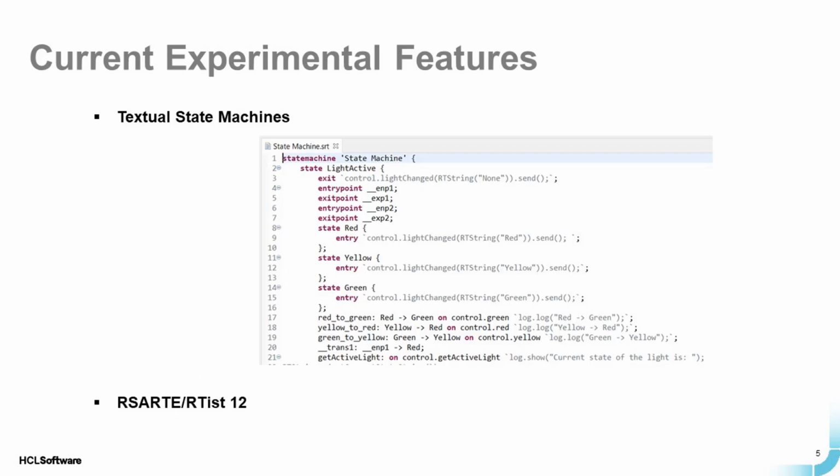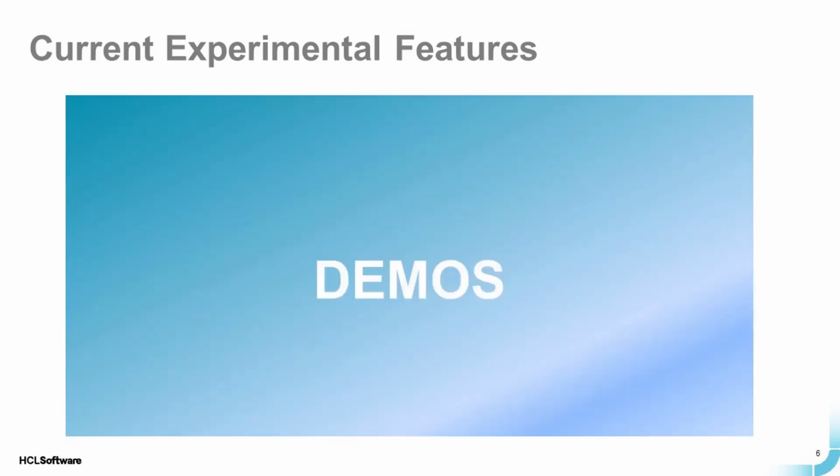The experimental feature is still the text-to-state machines from before, and of course the whole version 12 is experimental, but the support for multiple code snippets in the code editor is no longer experimental. And now let's move on to some demos.